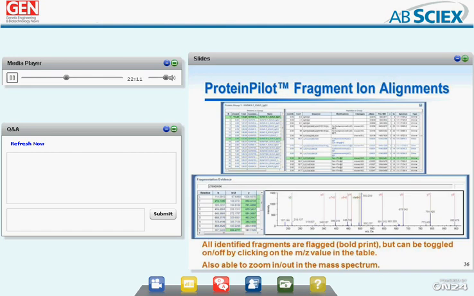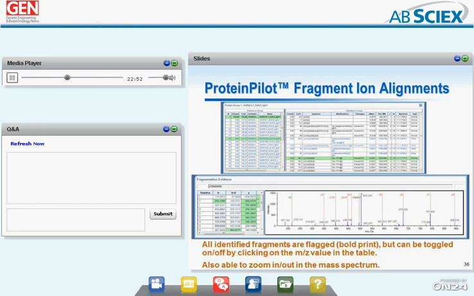Now in the last slide, if you click on the left side of the screen on an individual peptide identification, which I've shown here at the top of this slide, then the bottom window shifts from the protein identification overlap to the individual peptide view. This shows your MS-MS spectrum with the alignment and the sequence in the lower left portion of the screen. All identified fragments are flagged in bold print in the left picture. This can be toggled on and off by clicking on any individual m/z value in the table, or you can remove all B or Y plus 2 ions just by clicking the entire column.